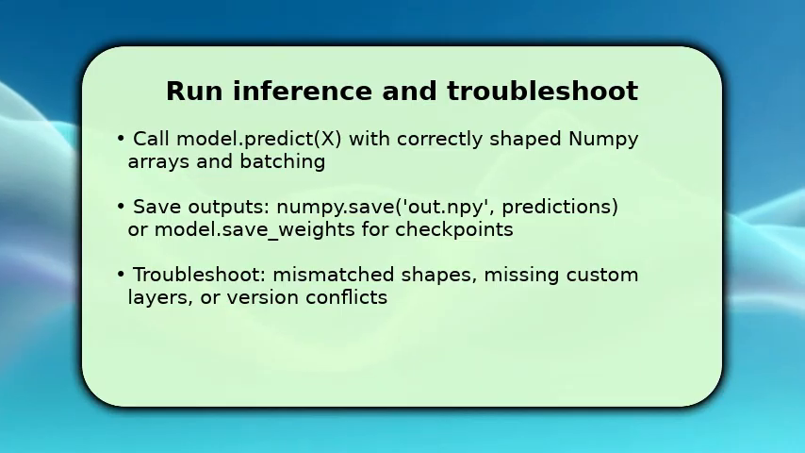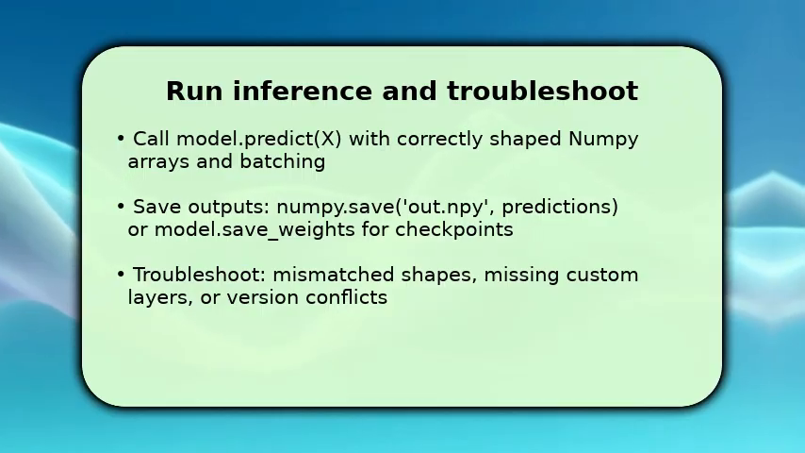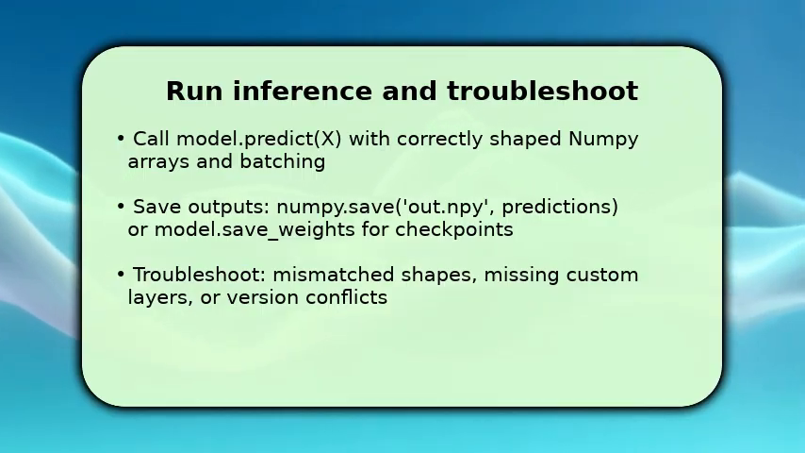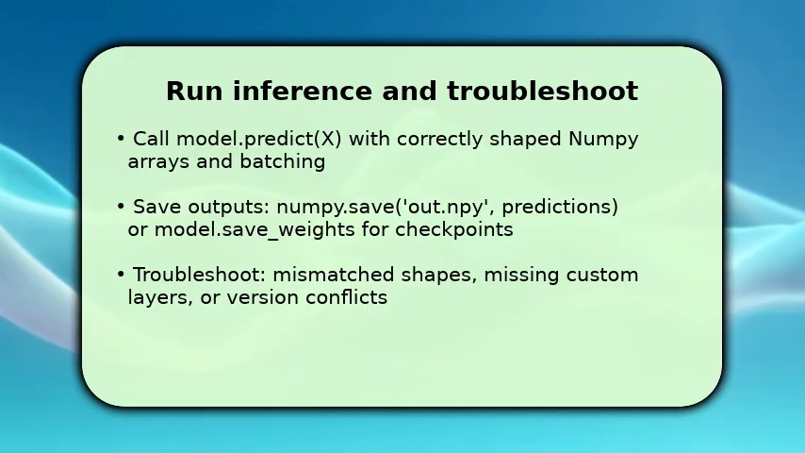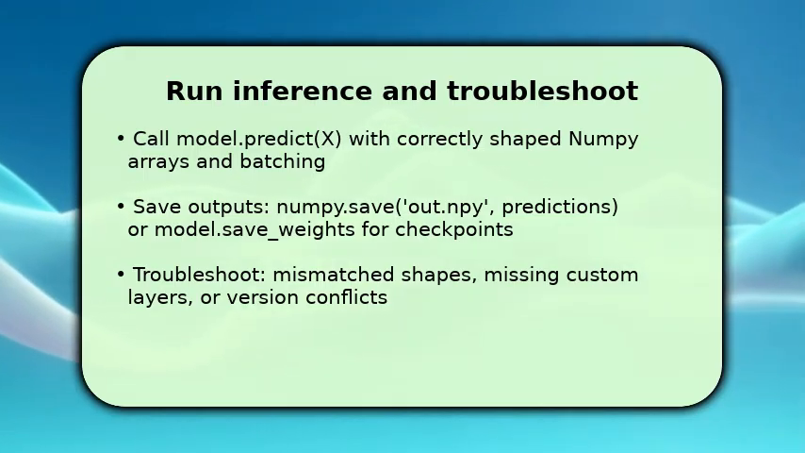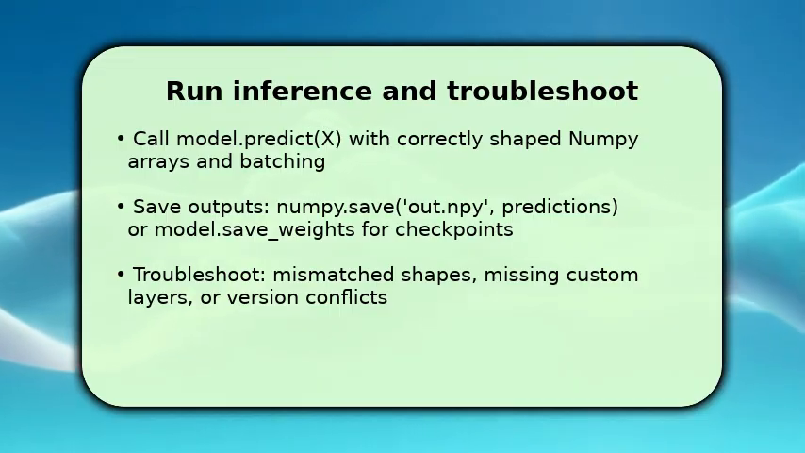Finish by running inference and handling outputs cleanly. Feed a correctly shaped NumPy batch into model.predict, then save results with NumPy. Save or convert outputs to desired formats. If you need to persist the model differently, save weights or export to SavedModel. Make sure to set model.trainable equals False for pure inference.